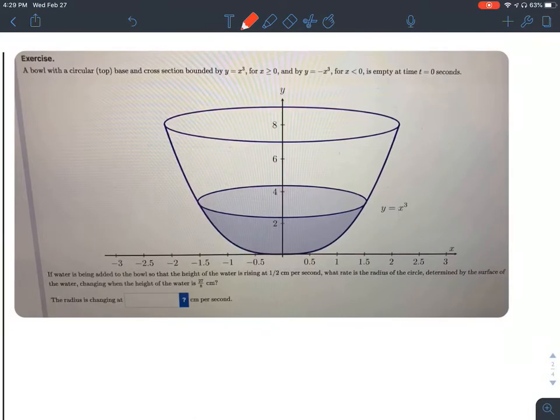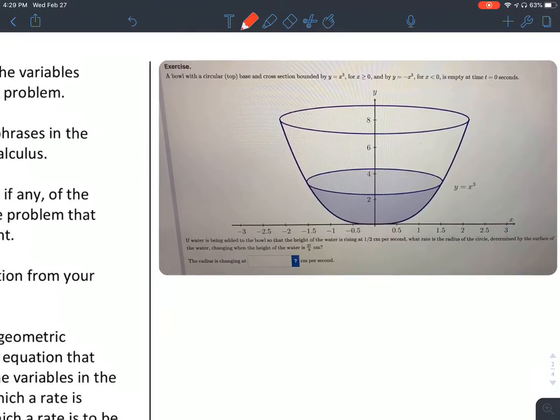A bowl with a circular top, base, and cross-section bounded by y equals x squared for x greater than or equal to 0, and by y equals negative x cubed, I said squared, this is cubed, for x less than 0 is empty at time t equals 0 seconds. If water is being added to the bowl so that the height of the water is rising at a half a centimeter per second, at what rate is the radius of the circle determined by the surface of the water changing when the height of the water is 27/8 of a centimeter?